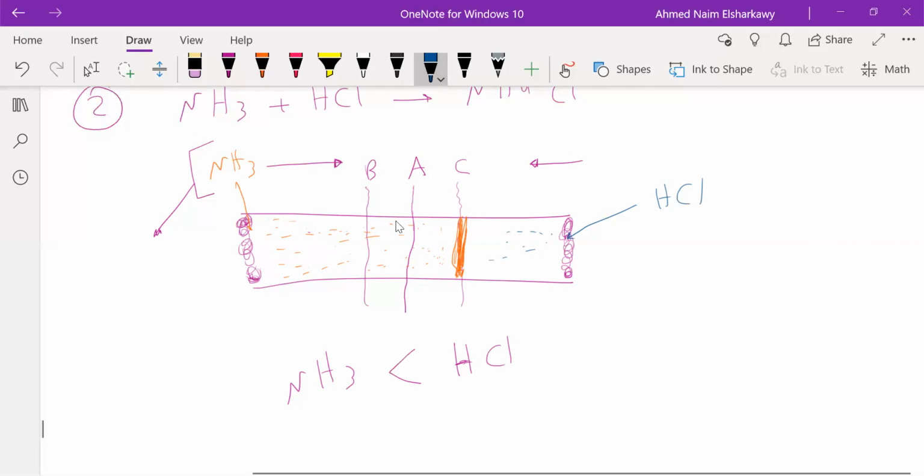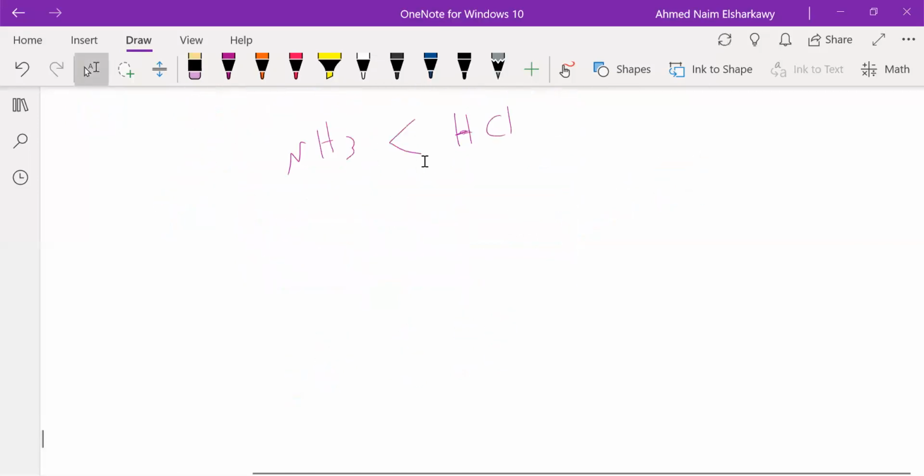Okay. And if we replace NH3 with another particle that is heavier, what will happen? I think the crystal will form in another place, because when you decrease the speed, it will shift left toward the NH3. This is the second experiment.